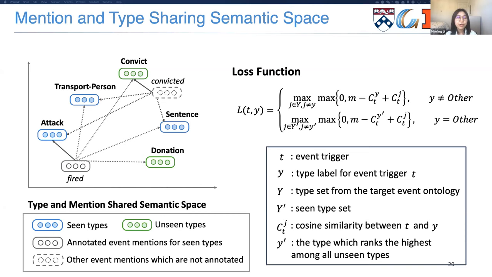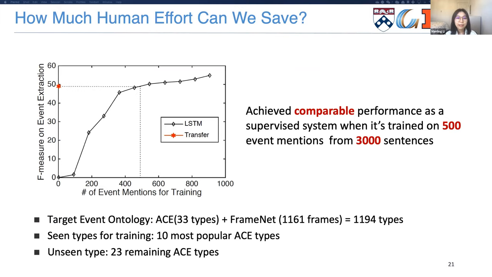As a result, without any annotations, this transfer learning approach achieved performance comparable to the LSTM trained on 3,000 sentences with 500 annotated event mentions. It shows the success of this transfer learning framework for new event types. To summarize, for any new unseen event types, this model only needs an ontology definition of the unseen event types, like its type name and its role names, and also needs some annotations for one or a few seen event types.